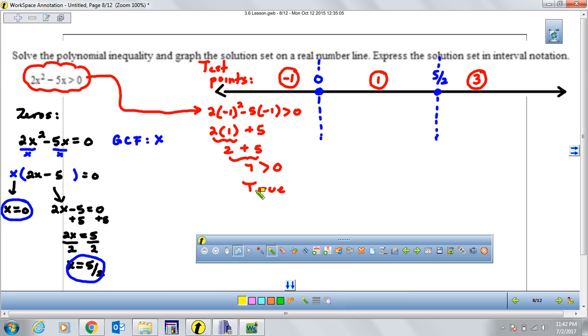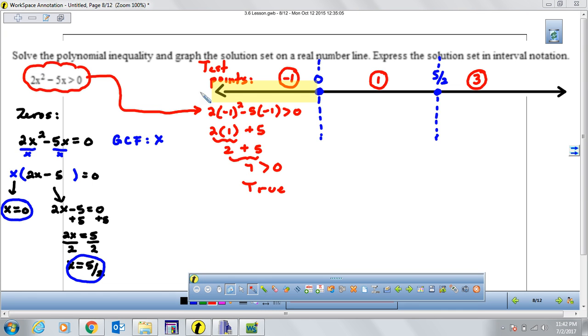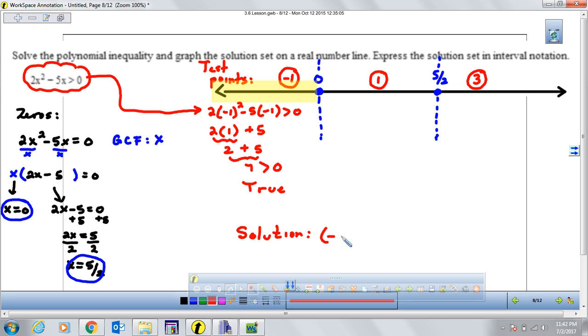So what does that mean? That means that any number from -infinity to 0, it's going to be a solution because it's going to make that original inequality a true statement. So on my solution set, I already know that anything from -infinity to 0 is a solution.